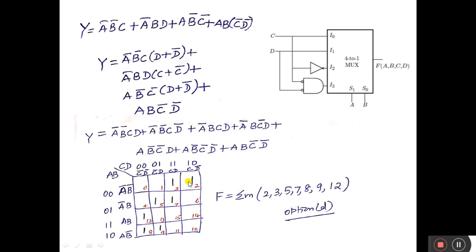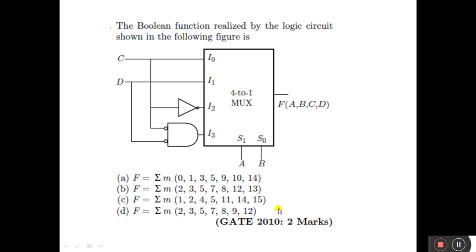Now, wherever I put 1, I can take the numbers. So the numbers I put 1 here: 2, 3, 5, 7, 8, 9, 12. So this is the answer. So F equal to summation m of 2, 3, 5, 7, 8, 9, 12. So from the options, option D is correct.